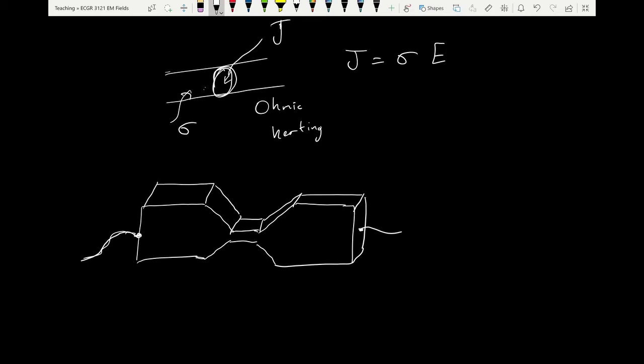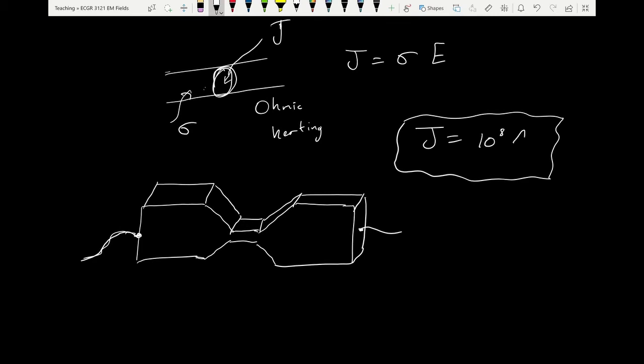For copper, the current density that copper can withstand before it vaporizes is around 10 to the power 8 amps per meter squared. So this is the maximum amount of current, 10 to the power 8 amps, that you can stack into a square meter.